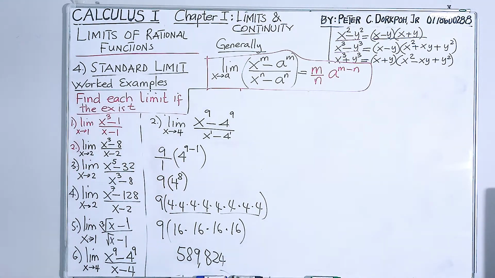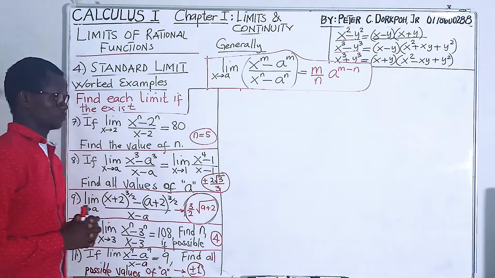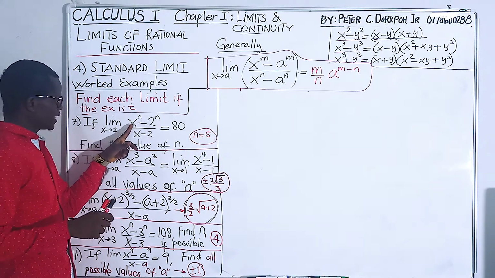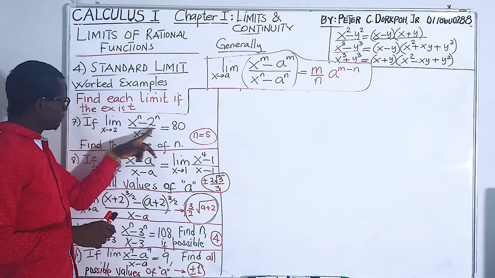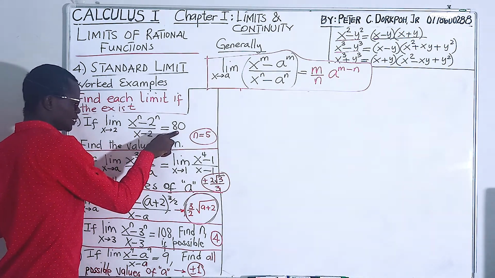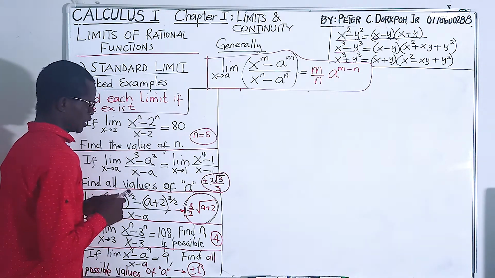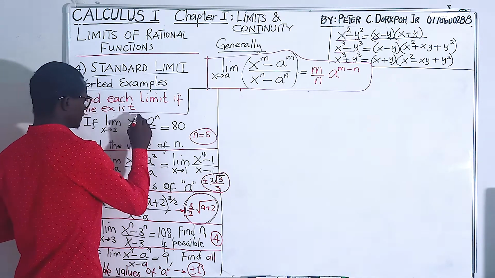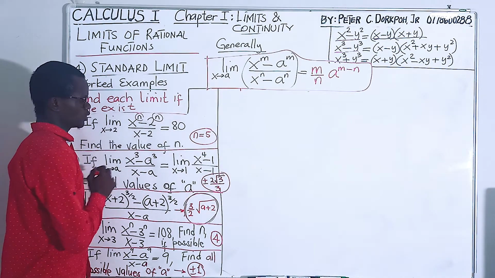as our final answer. Now let's solve another set of examples that are in different form, right? So the first one says, if the limit of x to the power n minus 2 to the power n divided by x minus 2 equals 80 as x is approaching 2, find the value of n. Now remember, we do not know this value n. We do not know n, but we know the rest of the other ones.